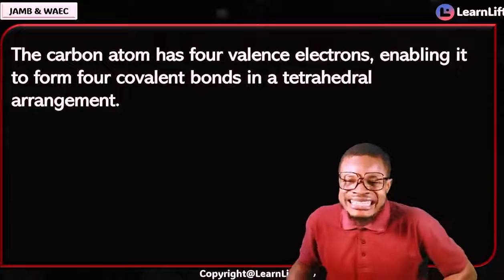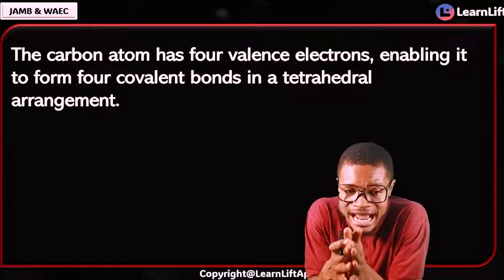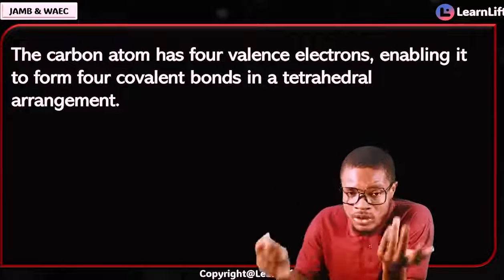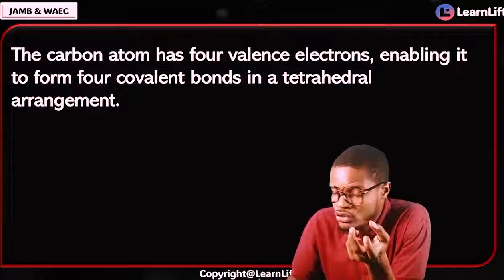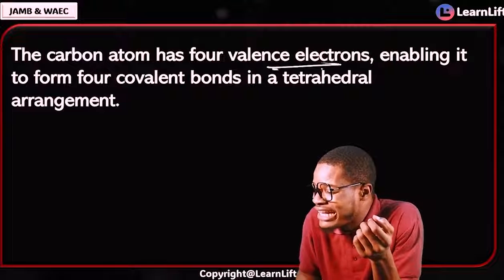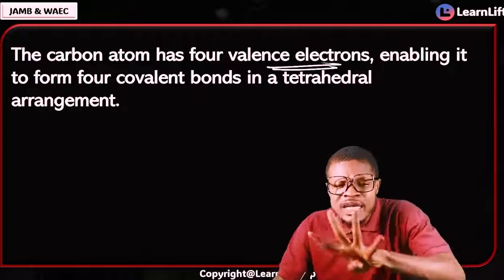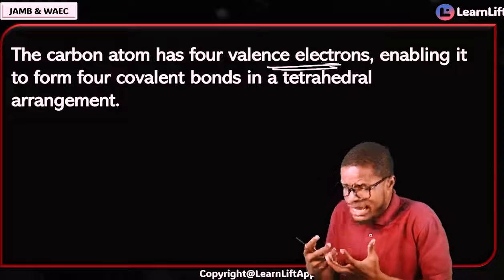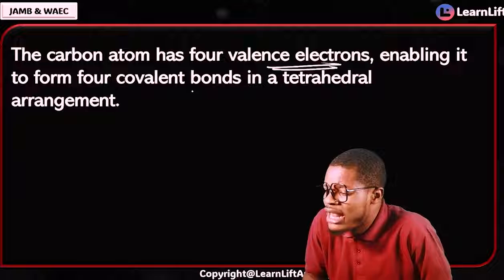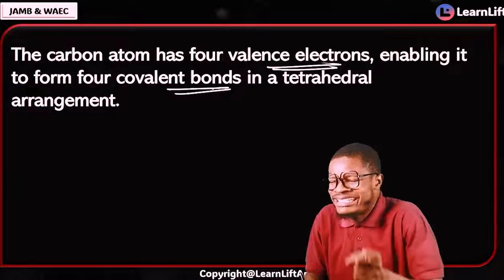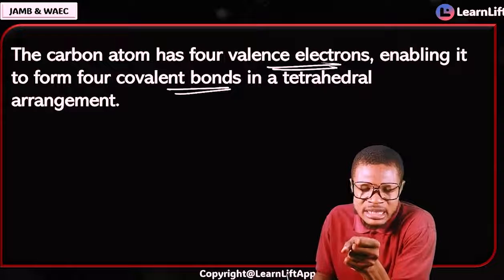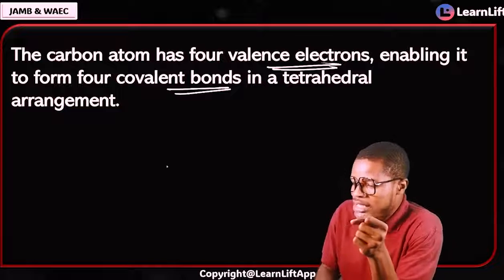Take note that in your hydrocarbons, right? Don't forget this. In your hydrocarbons generally, the carbon atom has 4 valence electrons. How many valence electrons? 4. So it is that 4 valence electrons that enables them to form 4 covalent bonds in a tetrahedral arrangement. Let me show you. Look at this very fast.